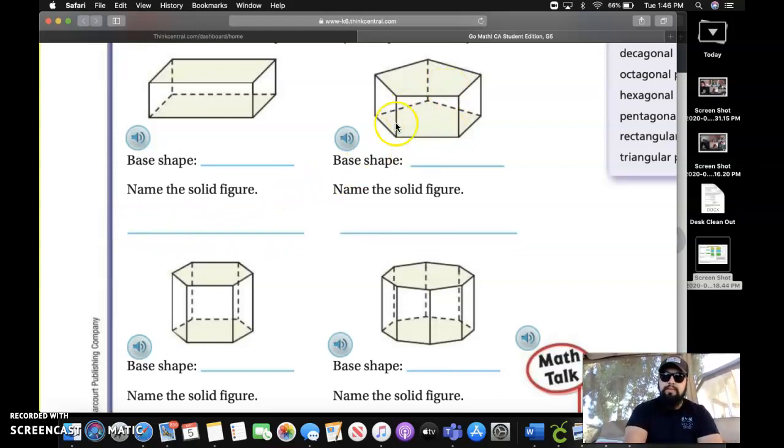Okay, let's look at this next one. Look at the bases. Oh, there's two of them. Two bases, so it's a prism. What is the shape? Well, there's 1, 2, 3, 4, 5 sides. And like we learned in lesson 11.1, if it is a 5-sided shape, it's a pentagon. Okay, so if it's a pentagon and it's got two bases, it's a pentagonal prism.